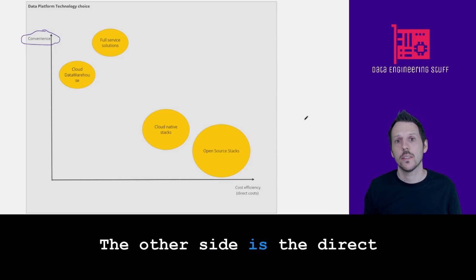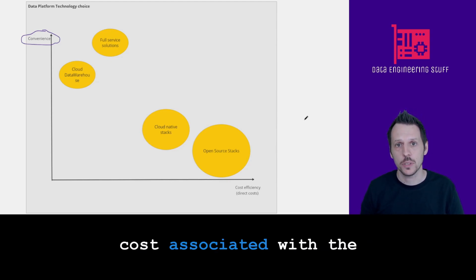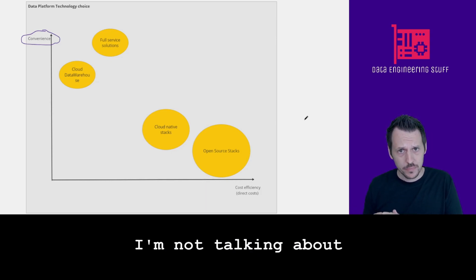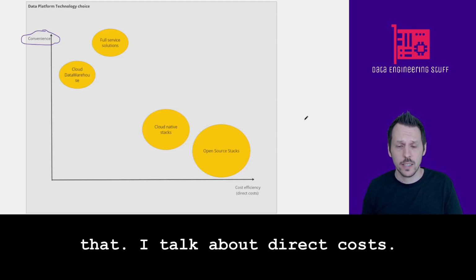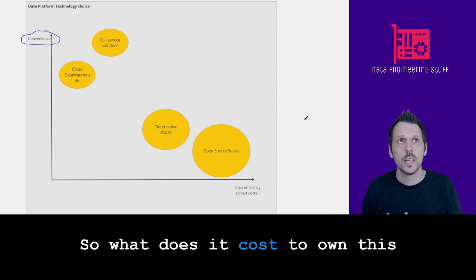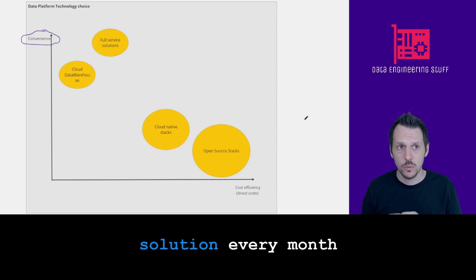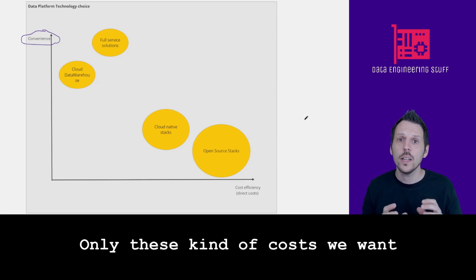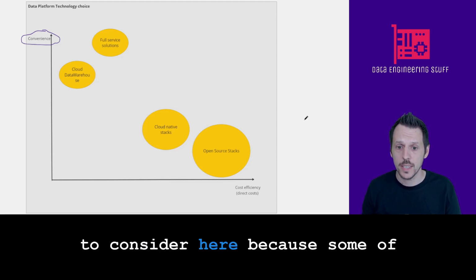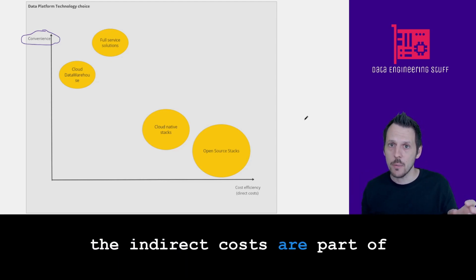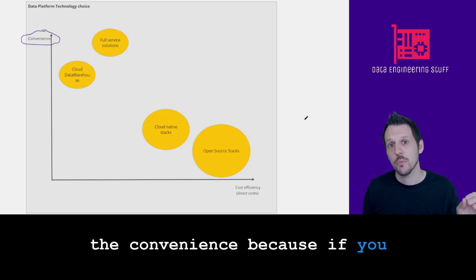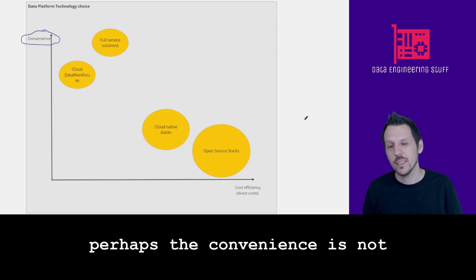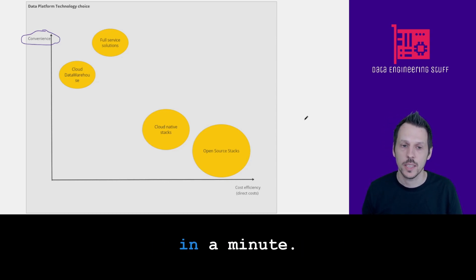The other side is the direct cost associated with the technology you want to use. I'm not talking about operational costs or stuff like that. I talk about direct costs. So what does it cost to own this solution every month, in case of license, in case of infrastructure? Only these kinds of costs we want to consider here, because some of the indirect costs are part of the convenience. Because if you have to set up a complicated open source stack, perhaps the convenience is not as high, as I will show in a minute.